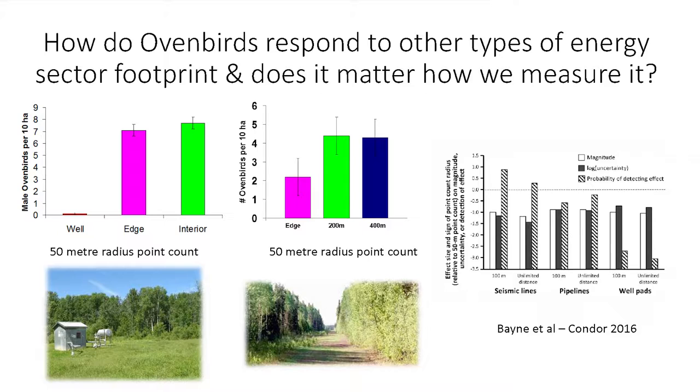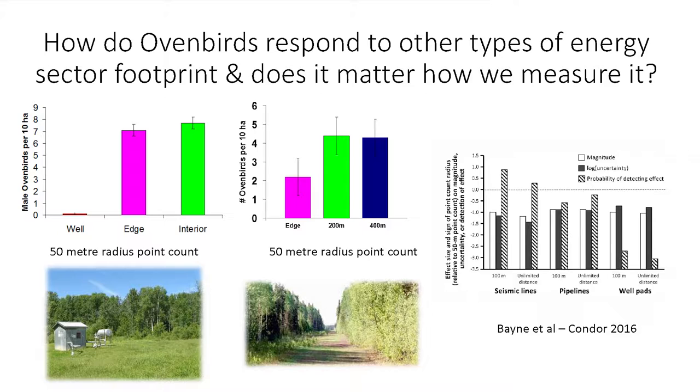Now here's another example. If you do point counts on pipelines or you stand on a well pad, how big a point count you do totally influences your answer. So here what we have is ovenbirds. If you stand there on the well pad and you do a 50 meter radius point count, you find no ovenbirds on the well. If you do a point count on the edge, you find lots of them, and if you do them in the interior, you find lots of them.